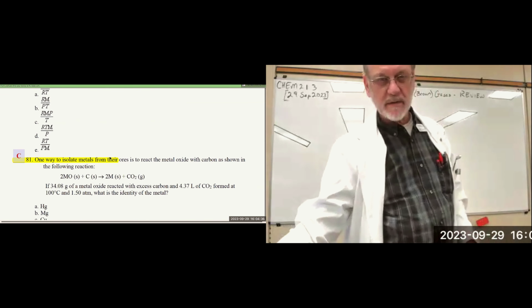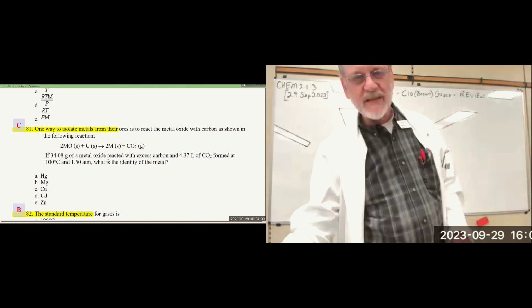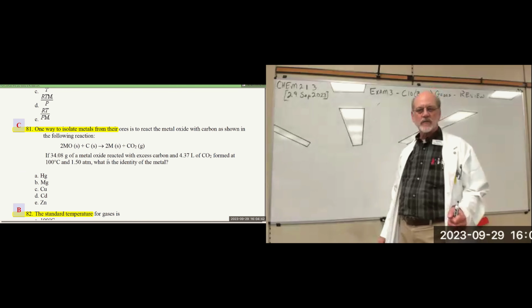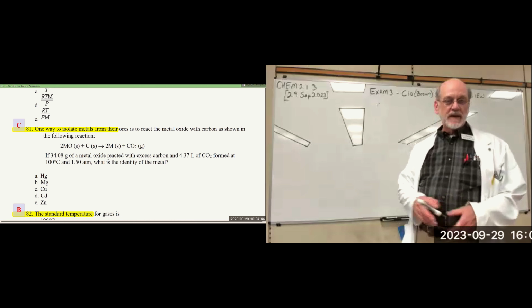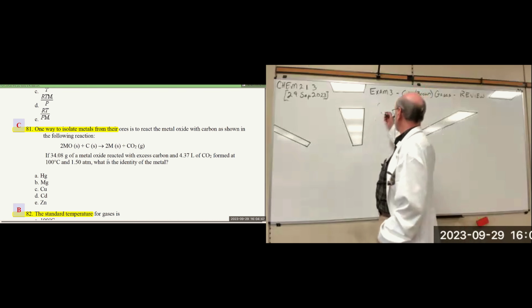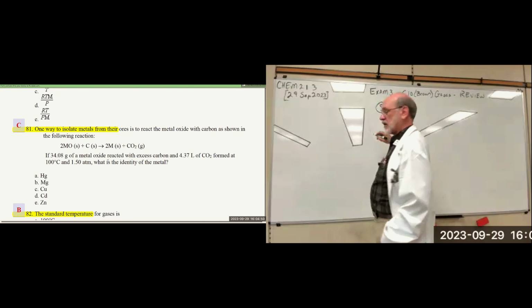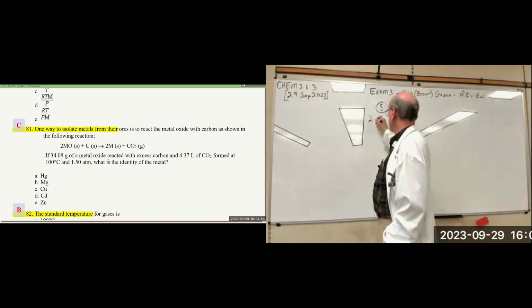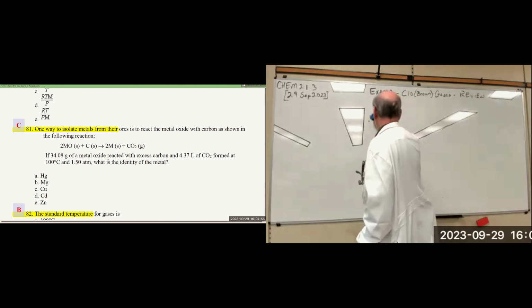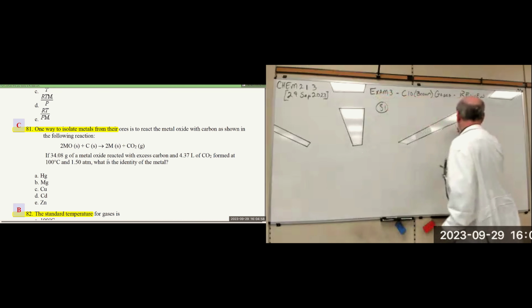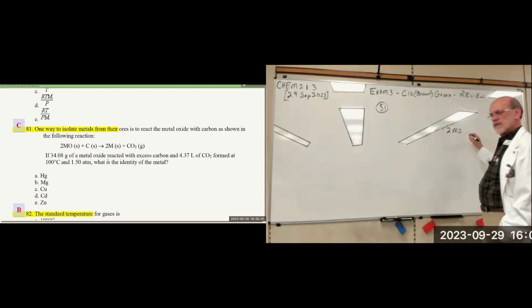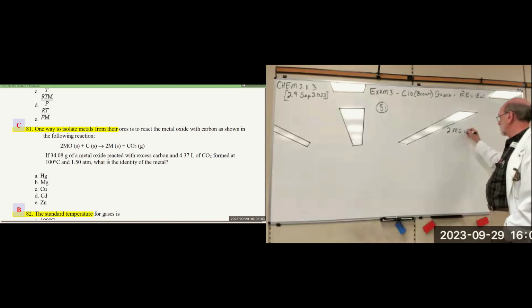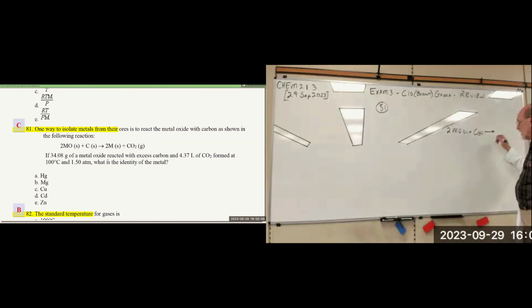All right, 81. One way to isolate metals from their ores is to react the metal oxide with carbon as shown in the following reaction. Okay, so our controlling reaction is, let's see, I'm going to need more room than this, put it over here. 2MO plus carbon yields the free metal 2M solid plus carbon dioxide.